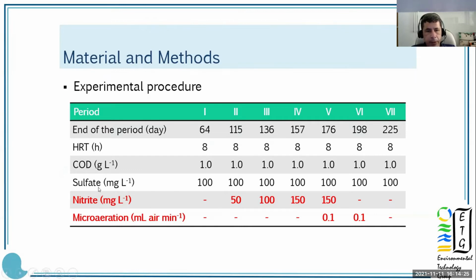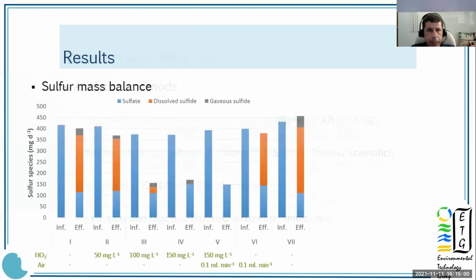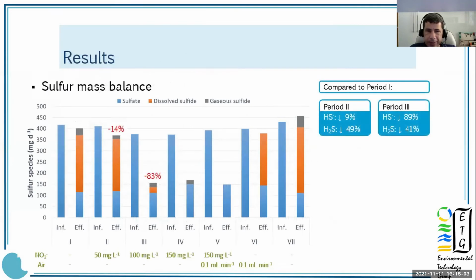And we varied the concentration of nitrite, and in some periods we applied microaeration, about 0.1 ml of air per minute. And sometimes we normalize or represent this value in terms of liters of oxygen per liters of wastewater. So both are ways to present the microaerobic rate. Okay, the methods I'm showing here, so I will skip this and present the results.